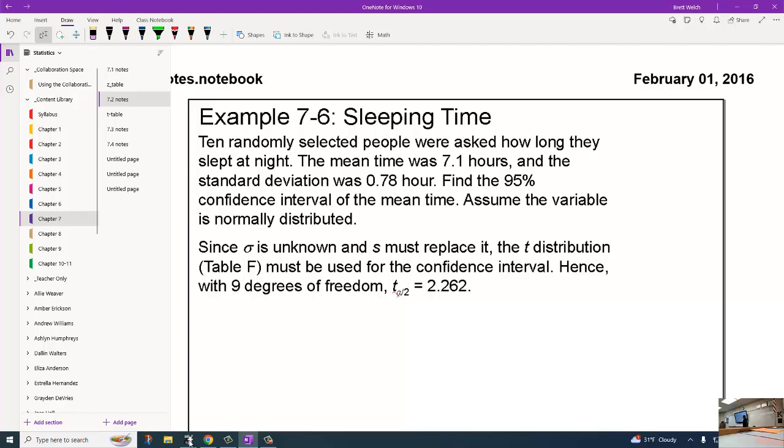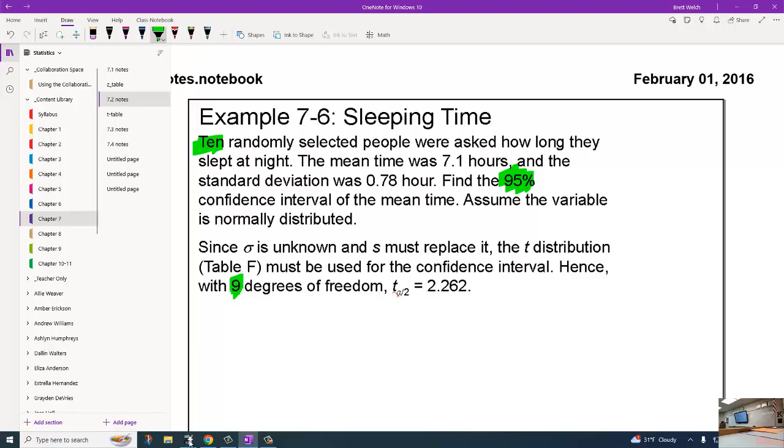So we want to be able to create this value. Since sigma is unknown, we use s to replace it. So the t-distribution gets used. Now, they've already given us the t-value, but let's look at our chart for just a second. If there's 10 people sampled, right, we've got a sample of 10, our degrees of freedom would be 9, and we want 95% confidence. So if you look at your chart right now, you should be able to find the 2.262 off of that chart.